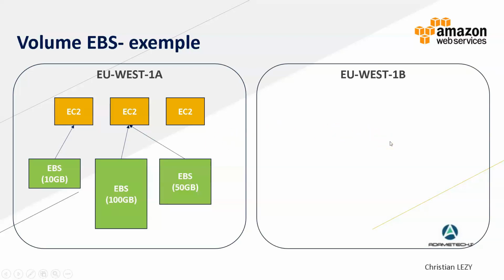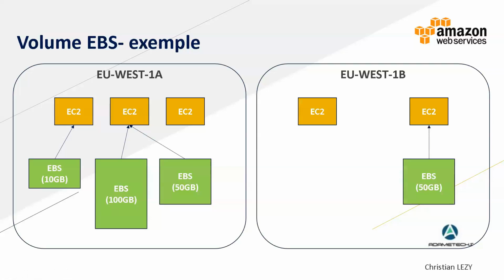In our second zone, we will have two instances. One will have a volume of 50 gigabytes attached and the other will have nothing. What we have to understand here is that our three volumes can be exchanged and reassigned to the different instances of the same zone, but cannot be used by the instances of another availability zone. We'll see later on how to move a volume to another availability zone.